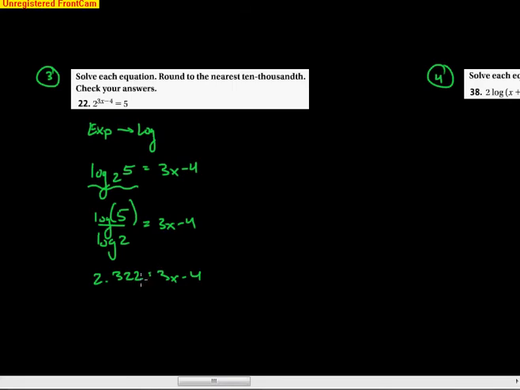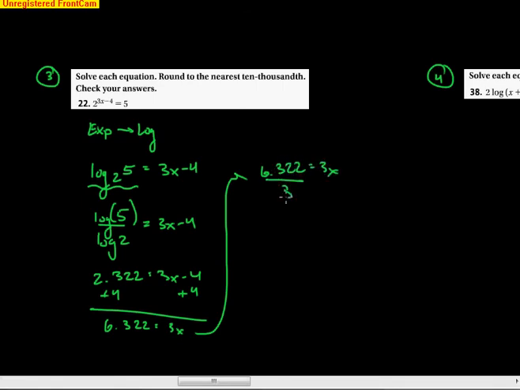equals 3x minus 4. And now it's a two-step equation. Add 4. 6.322 equals 3x. I'm going to copy that up here. And then divide by 3. And I get something like 2.107. And that's your answer. In these exponential problems, you do not have to check. So this right here that says check your answers, you don't have to, not for the exponential ones. So there you go, there's your value of x.